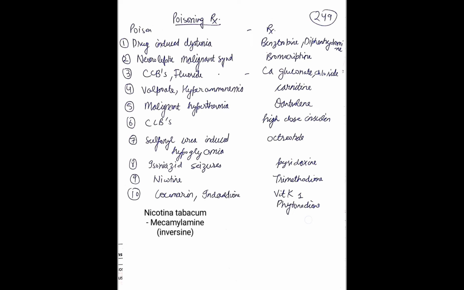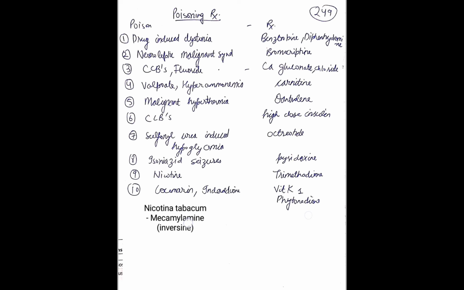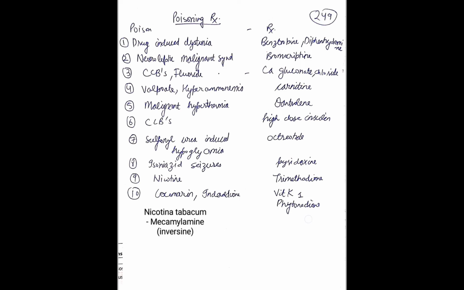If it is neuroleptic malignant syndrome, neuro is coming, then bromocriptine. Neuro, bromo. Then sulfonylurea induced hypoglycemia: octreotide. Then isoniazid seizures: pyridoxine. Nicotine: trimethadione. And another thing for nicotine is mecamylamine, that is also known as Inversine.